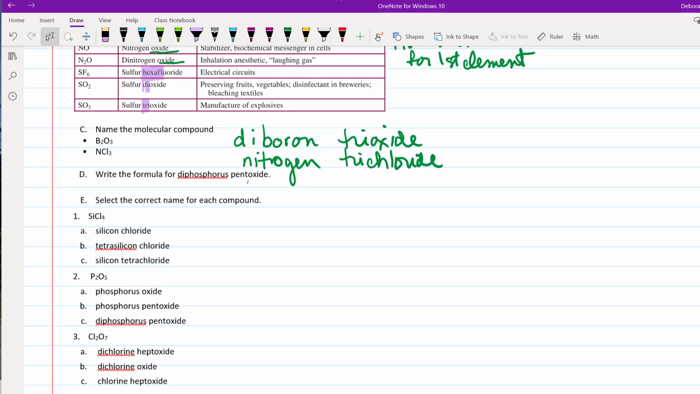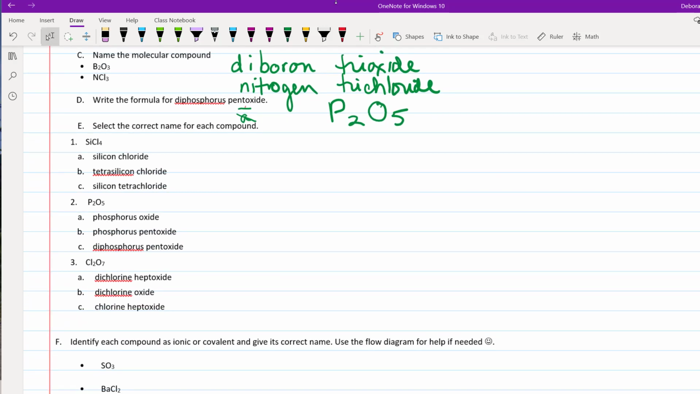All right, so diphosphorus pentaoxide. That will be P2O5. Notice here in the penta, the A was dropped. The A gets dropped from that prefix. So take a moment, stop the video, and see if you can answer these, selecting the correct name in this next set. And then come back and check your answers.